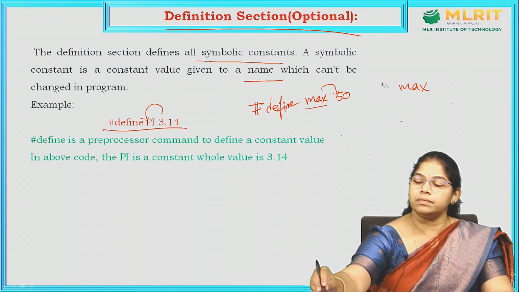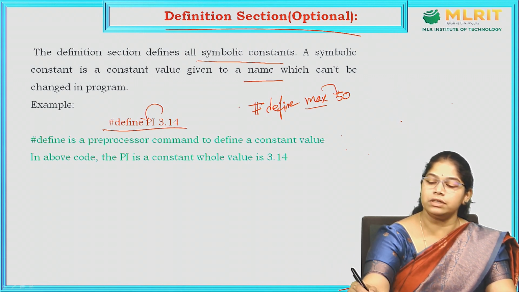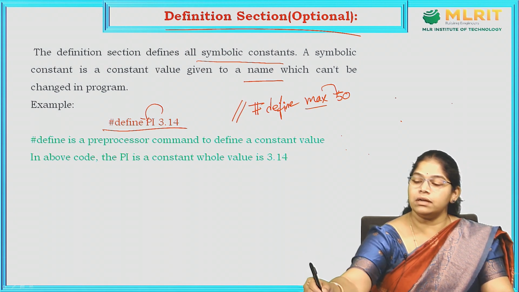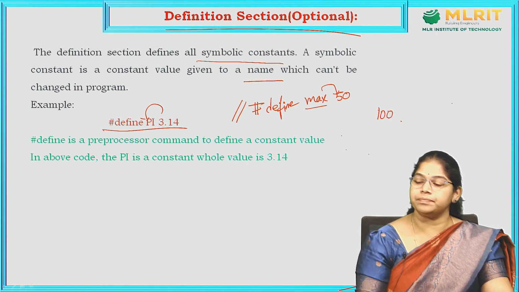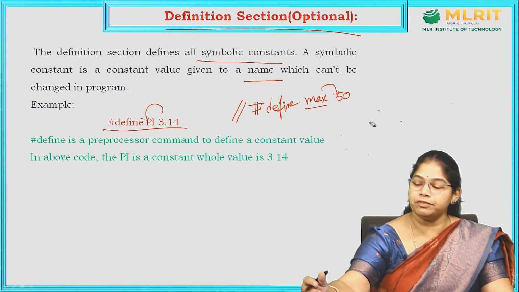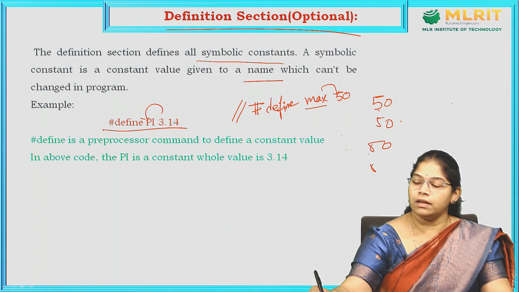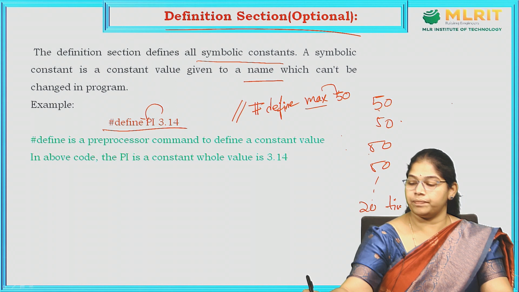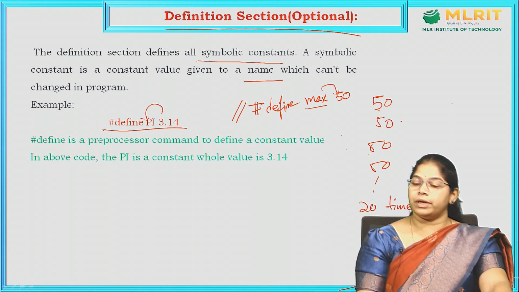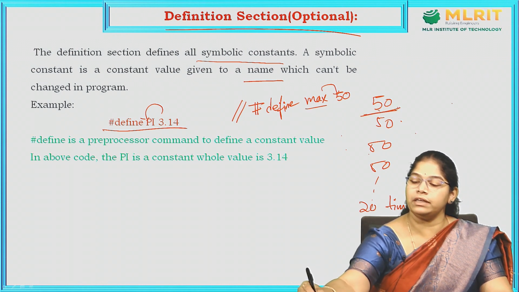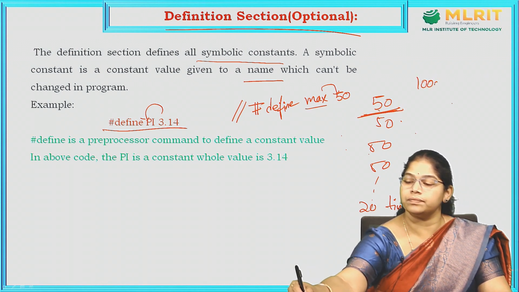Let us suppose I did not define it. Now I am using the value 50, like 50, 50, 50, writing it twenty times. Now I want to change this max value from 50 to 100.